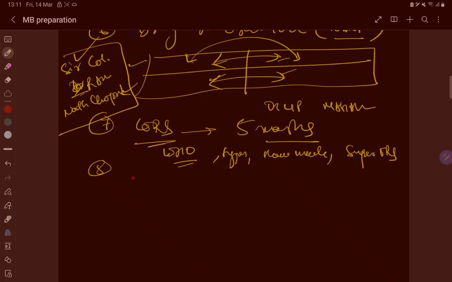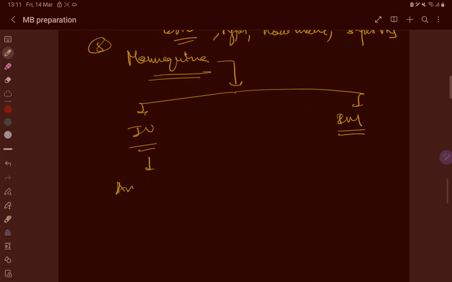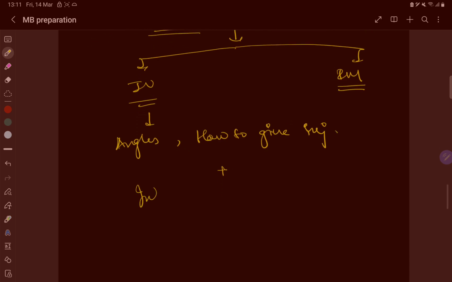And after that let's go to a different thing, the mannequin. Now in this mannequin you will be given 2 sets, basically the IV set and IM set. Okay, so here you have to know the angles, as well as you should know how to give the injection, plus there will be one inhaler, and you have to know how to use an inhaler for a patient. You can be asked.